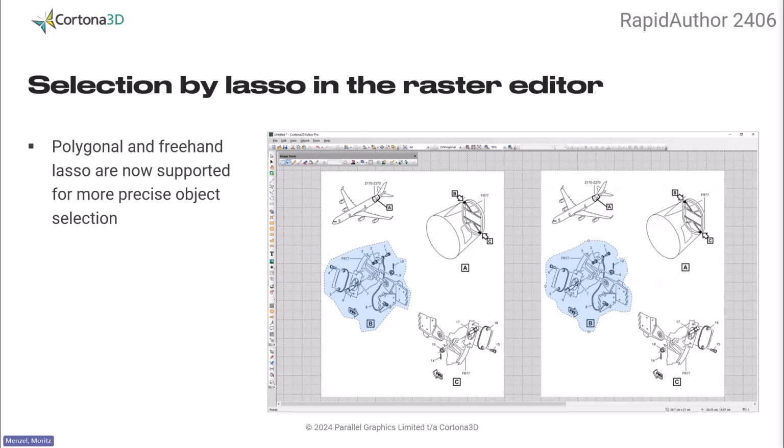We are also working on further development of our raster editor. As a small addition here, the lasso tool is now available with polygonal and with freeform selection, highlighted in blue.